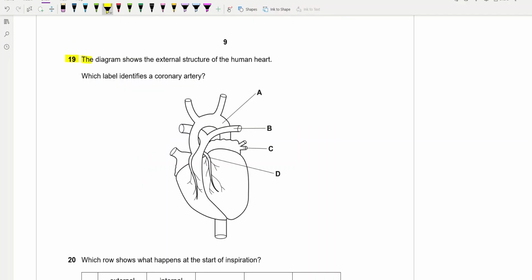Question number 19. The diagram shows the external structure of the human heart. Which label identifies a coronary artery? So coronary arteries supply blood to the heart. The correct option would be option D.